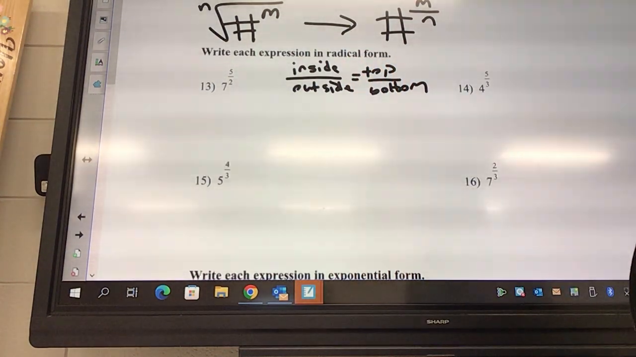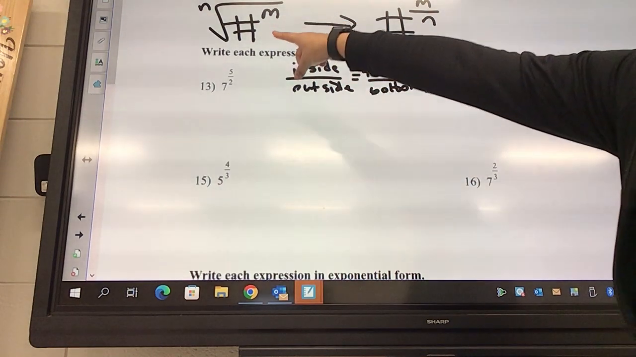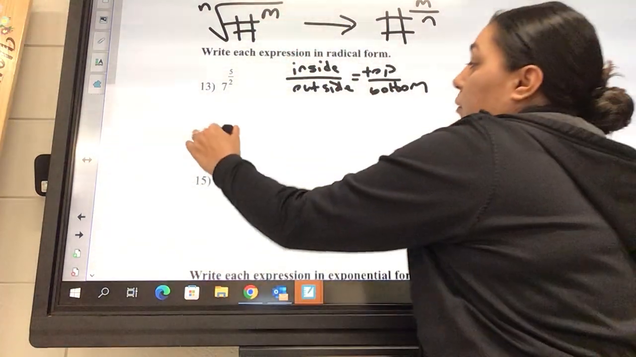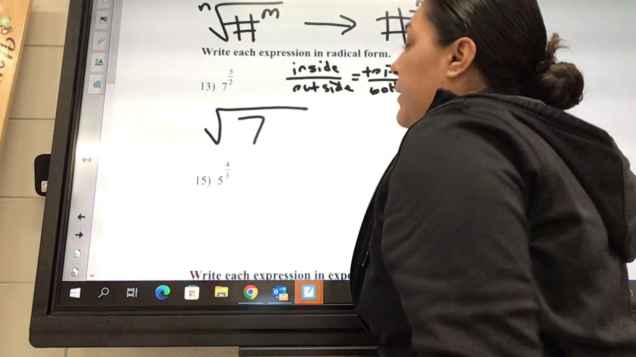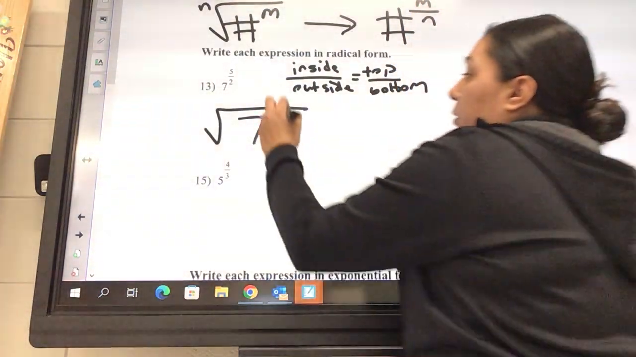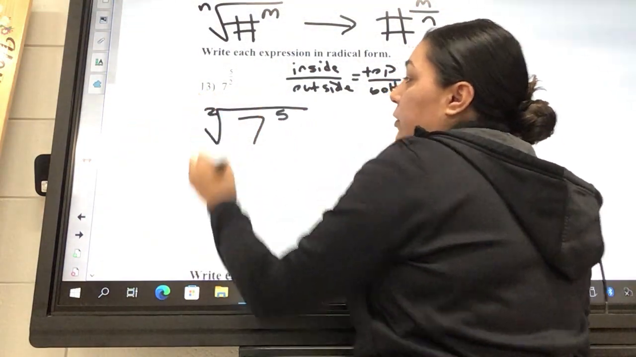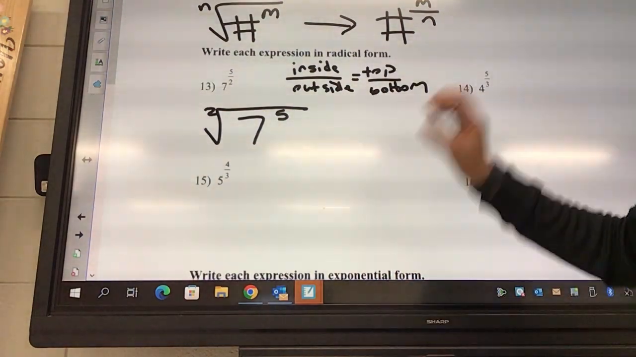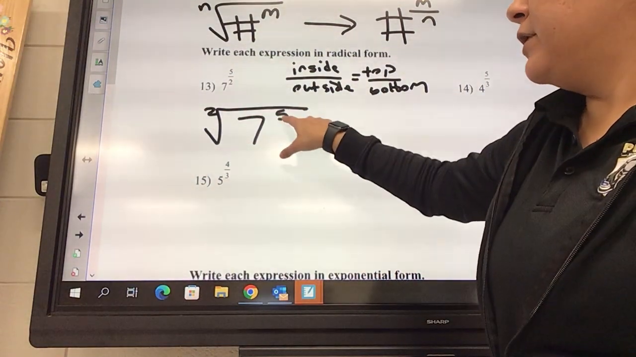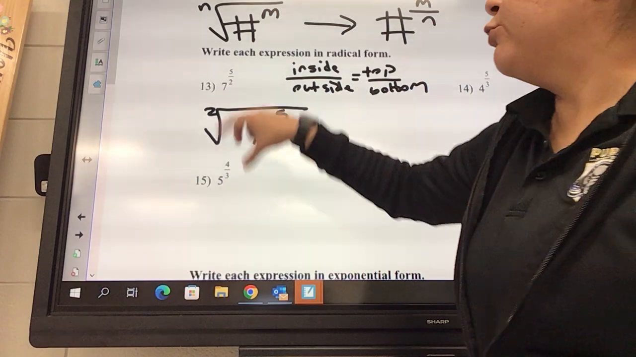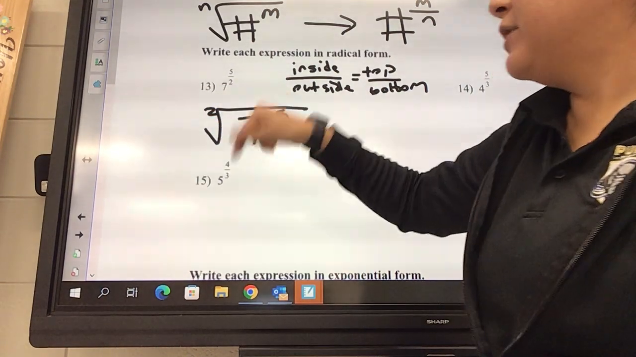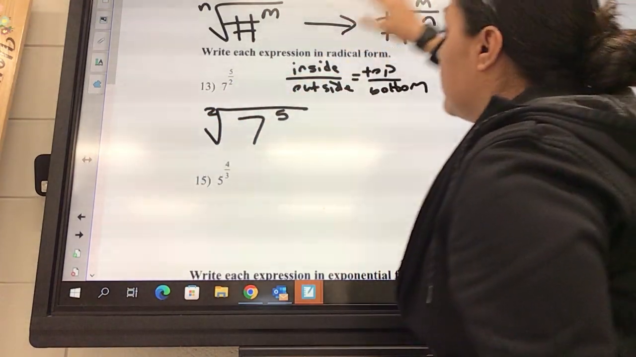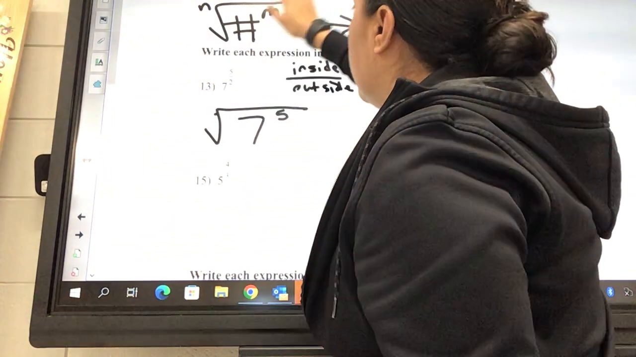Okay, so this one, they want us to do it in radical form. So we're going to say the radical, our big number is 7. On the inside, we're going to do 5, and then we're going to do 2. Now remember, no 1s are allowed on the inside. So if there's a baby 1 there, erase it. No 2s are allowed on the outside. So we need to erase that 2. It does not belong there. It's not allowed.